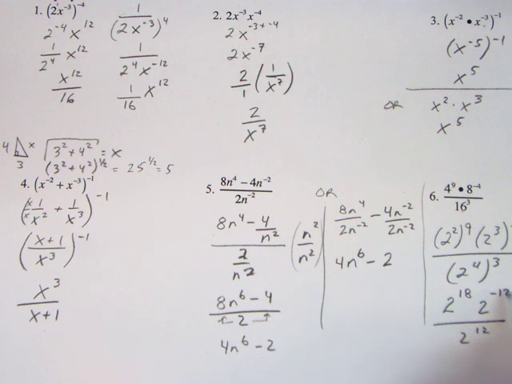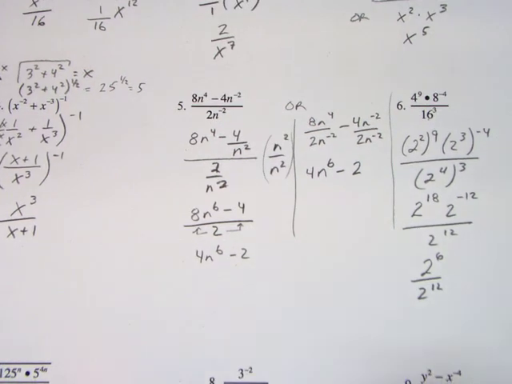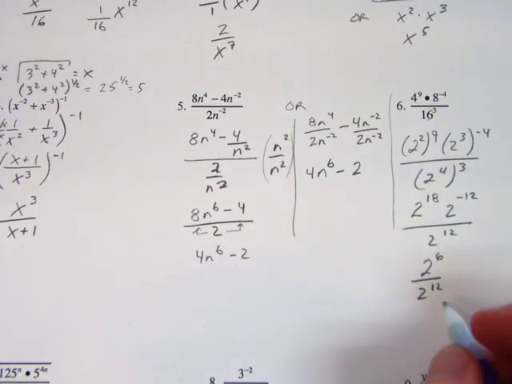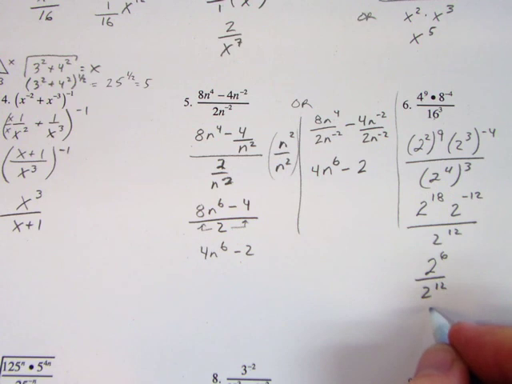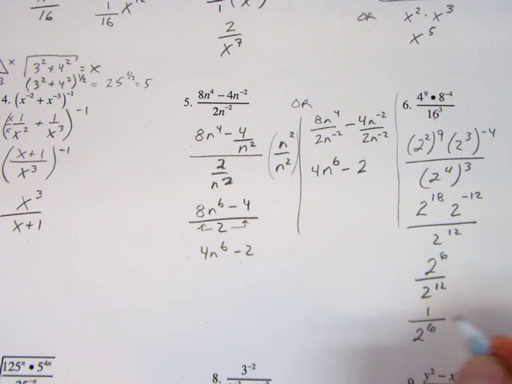Be careful that these things are not the same thing. A negative exponent and a positive exponent do not simplify. On the top, I'm going to have 18 plus negative 12, which will be positive 6, over 2 to the 12th. And that will simplify. You can do this multiple ways. One way to do it is to say 1 over 2 to the 12 minus 6, or 2 to the 6, and that will give us 1 over 64.